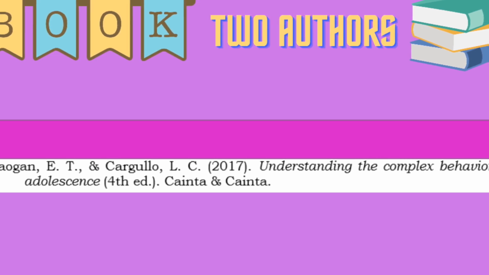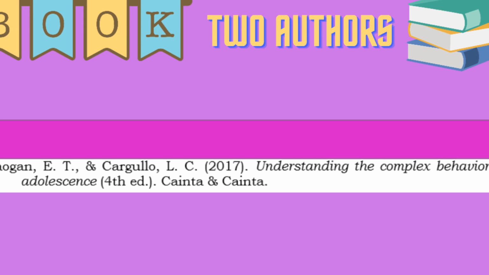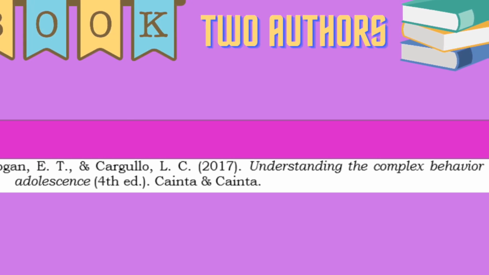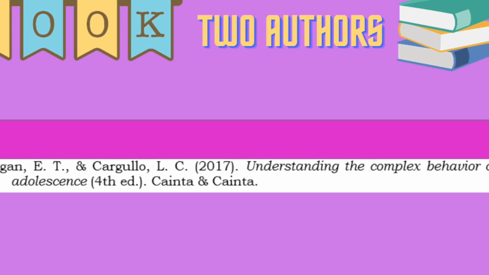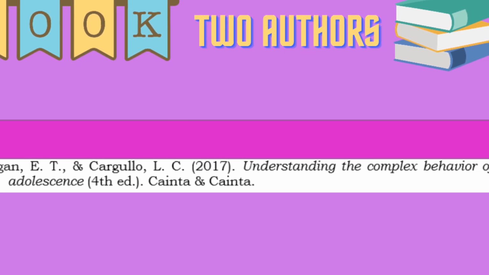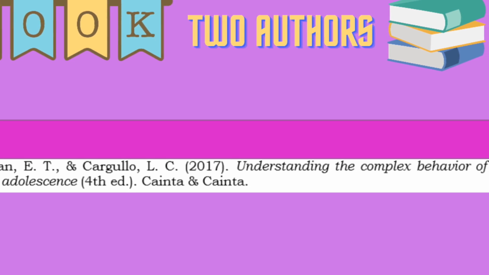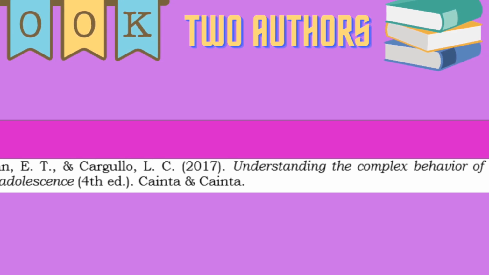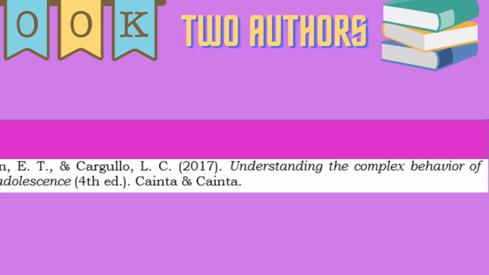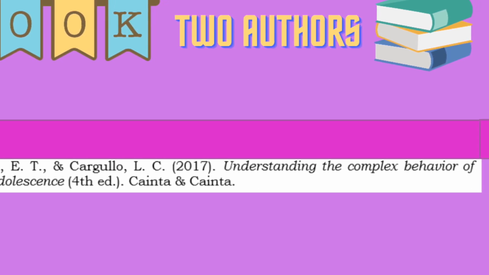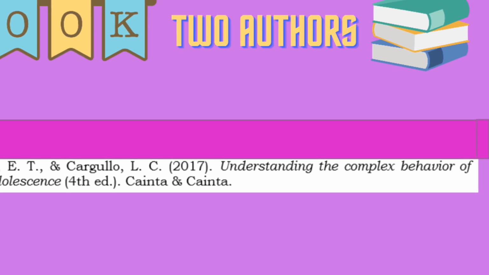Specify the publication year 2017 enclosed in parentheses, period. Follow it with the title of the book, which starts with a capital letter, Understanding the Complex Behavior of Adolescents. Specify as well the number of edition, in closing parentheses, if there is any. 4th edition, period, and then the publication company.